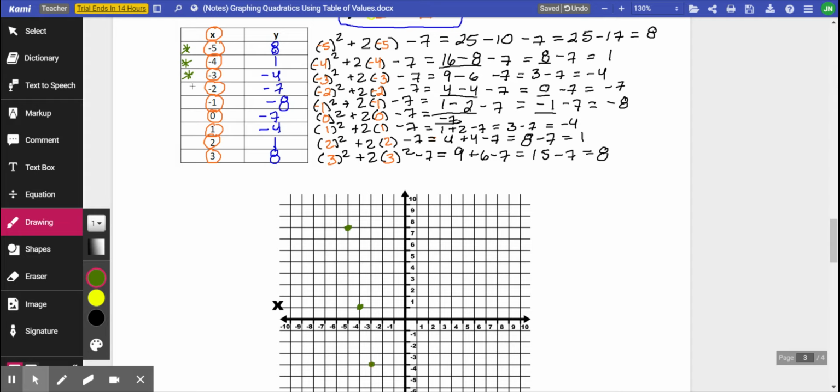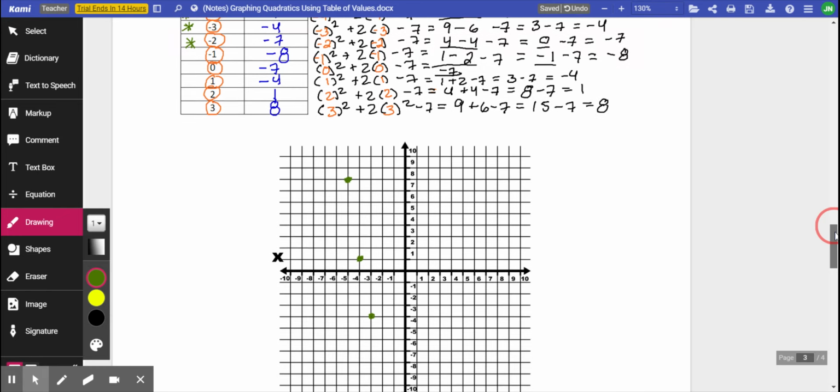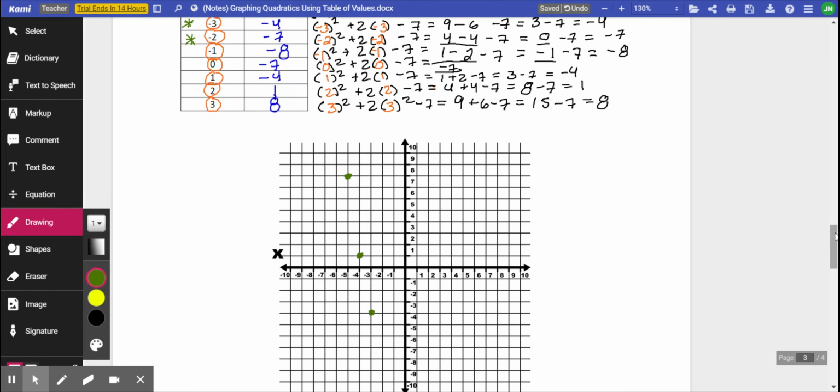Okay, the next one is to the left 2 and then down 7. So we go to the left 2. Let me scoot down a little bit so you guys can see the bottom. So to the left 2, down 7. 1, 2, 3, 4, 5, 6, 7. Okay, next up we have to the left 1, down 8. So negative 1, down 8. Next we have 0, negative 7. So we stay in the middle and we go down 7. So that'll be my next point here.